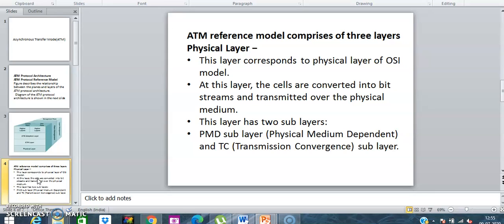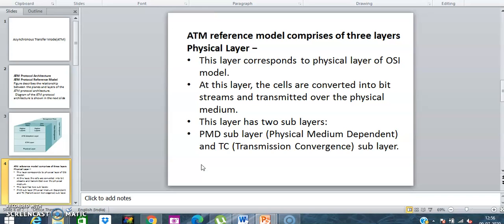This physical layer is responsible for controlling the transmission and receipt of bits as well as maintaining the boundaries of the ATM cell. Originally, ATM was designed to use the Synchronous Optical Network, which is nothing but SONET, as a physical carrier. This layer has 2 sublayers: the PMD sublayer, physical medium dependent sublayer, and the TC, transmission convergence sublayer.